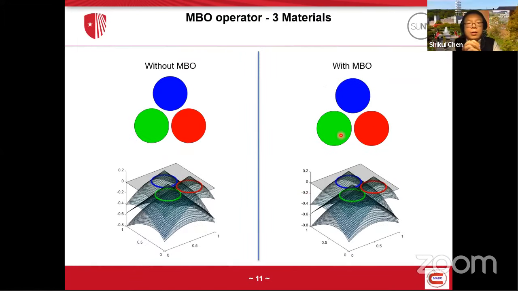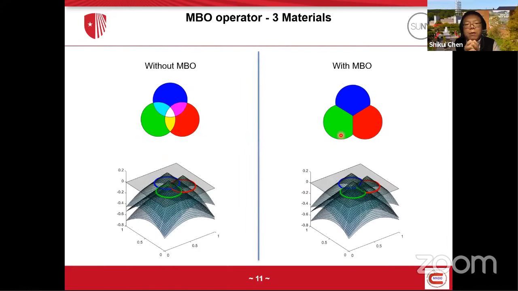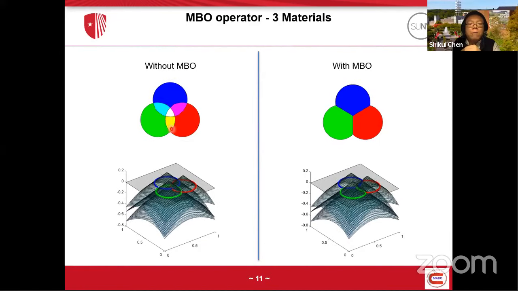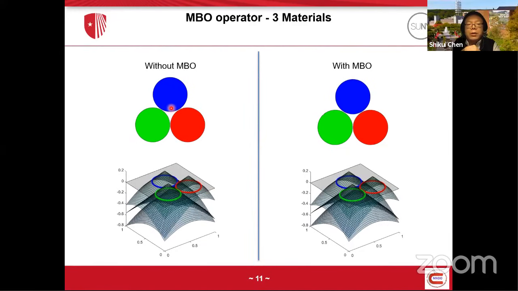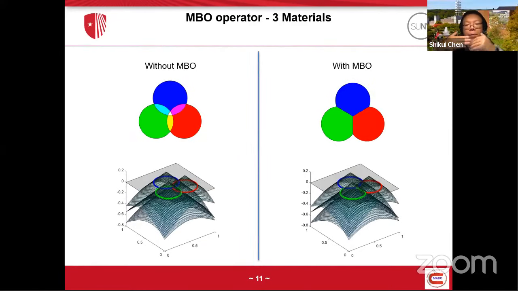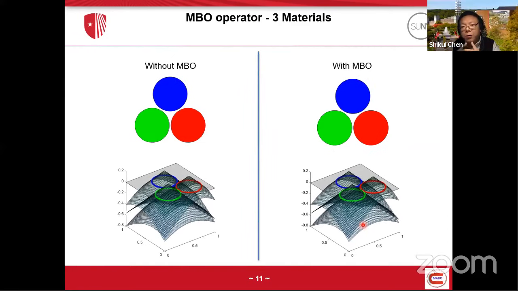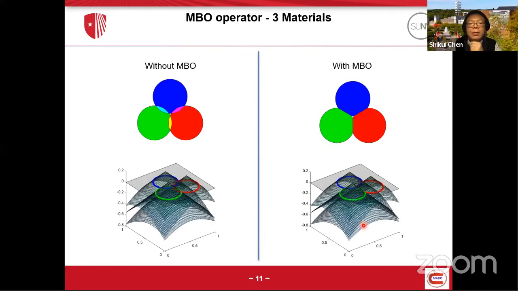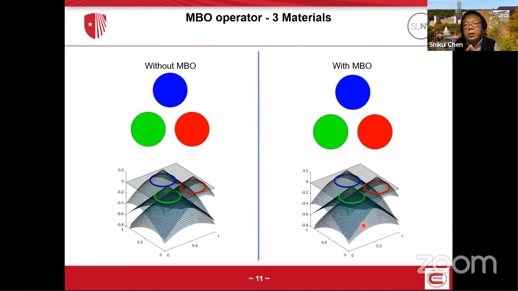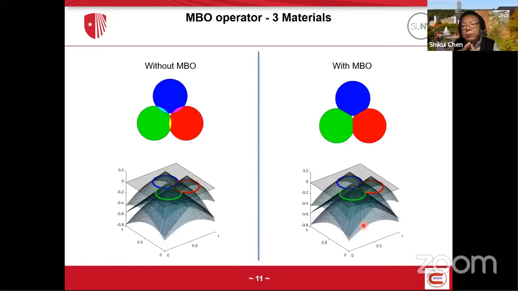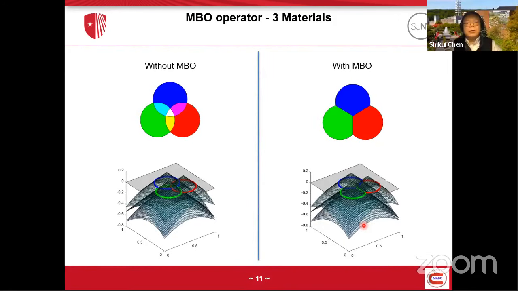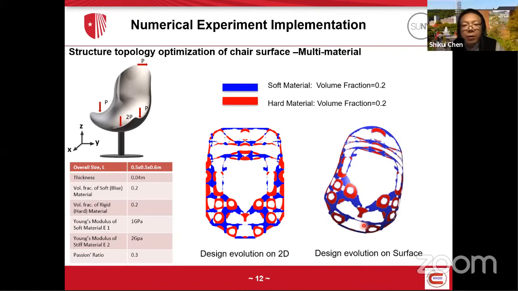So the key idea is by introducing the MBO operator, we can well handle the overlapped area in the different material phases. So it can automatically find the central curve of the overlapped area. That's the key idea. And the advantage is that we can use a single level set function to represent a single material, and we can maintain the sign distance property for each single phase. That's what we want.